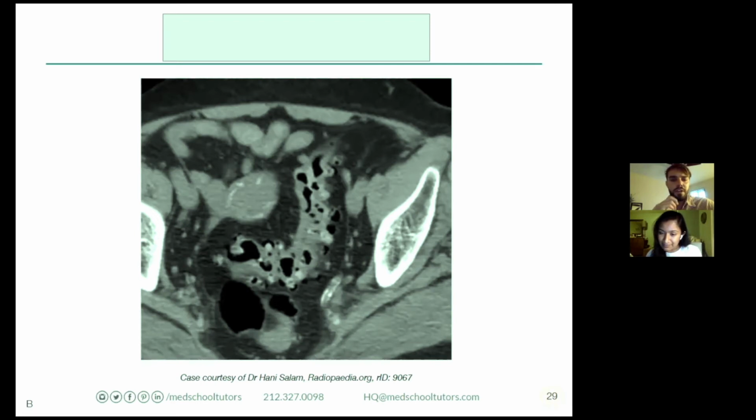What other things would you pick up here? What other things would you pick up here as well, as the more fine-tuned radiologist?